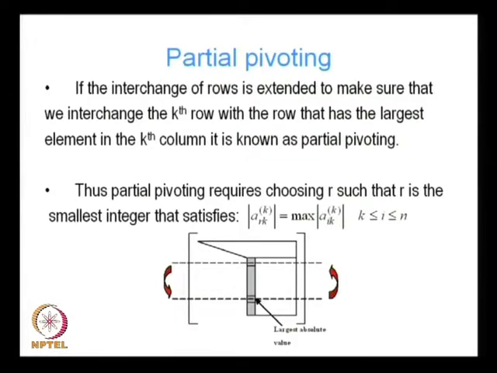And then we proceed with the rest of our operations. So, the partial pivoting basically requires that we choose r such that the modulus of a_rk is the maximum in that column, over k equal to 1 through n. After we find the maximum element in this column, we interchange this row with our kth row. So, this is known as partial pivoting.